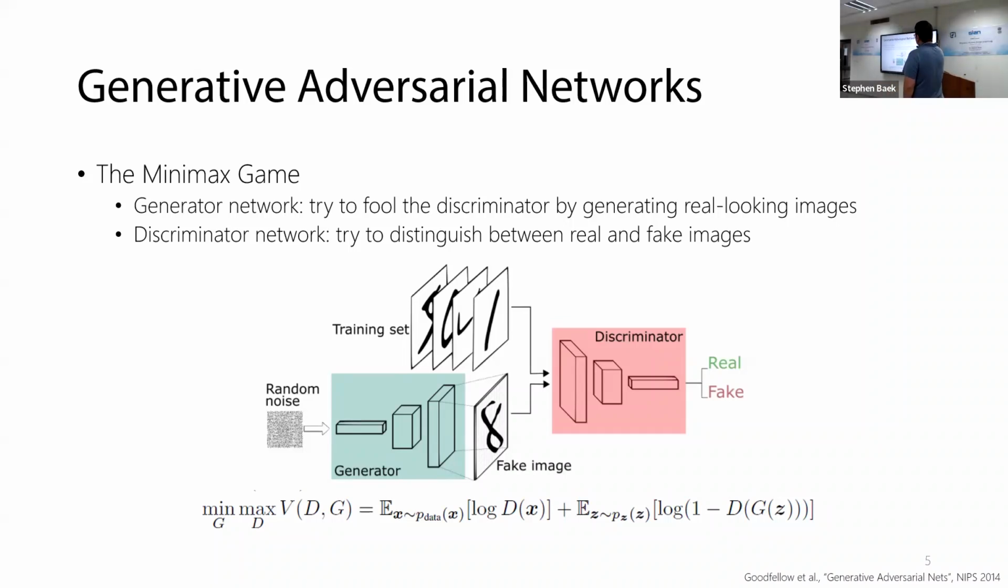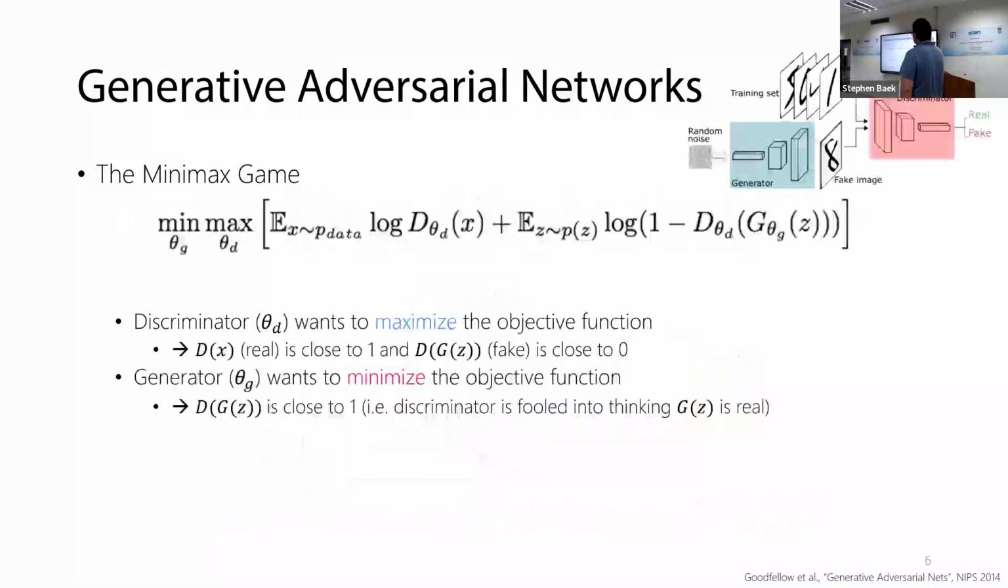And mathematically speaking, this is the loss function that it tries to minimize. So let's break this down into the individual terms. We have the Minimax game, where the maximization happens with respect to theta d. Theta d is the parameter for the discriminator. So the discriminator is the one that tries to maximize this loss function.